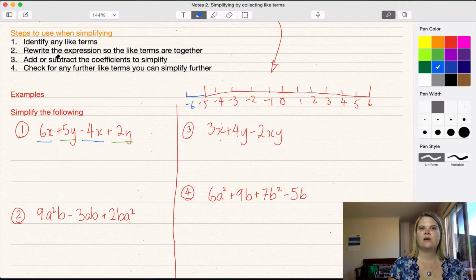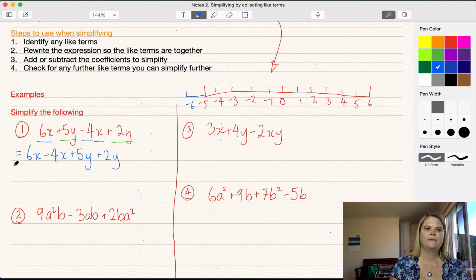Step 2, rewrite the expression so the like terms are together. When we work down the page, we put an equal sign at the start of every line. 6x minus 4x, we put the two x terms together, plus 5y plus 2y. See how the minus stayed with the 4 when I moved it over here?